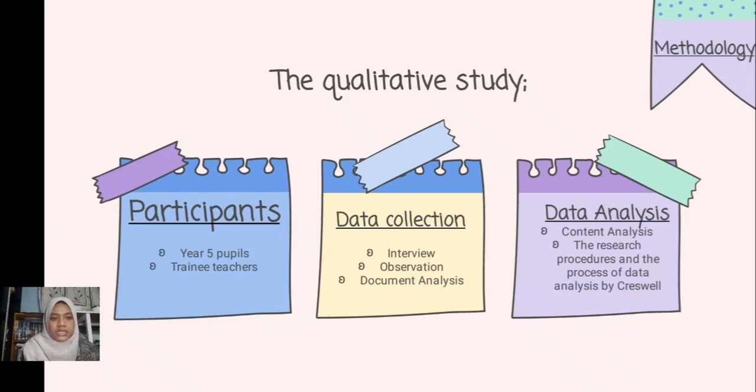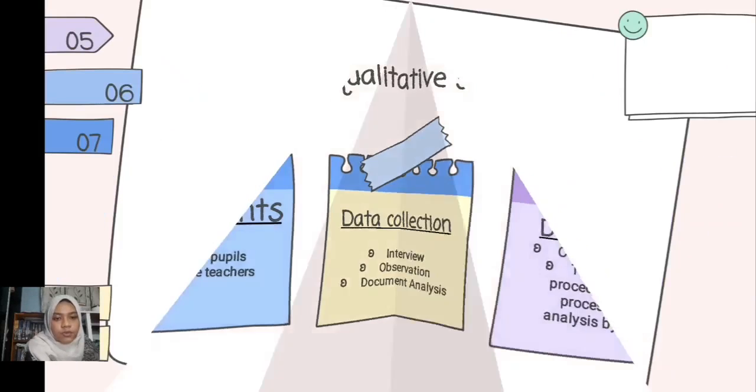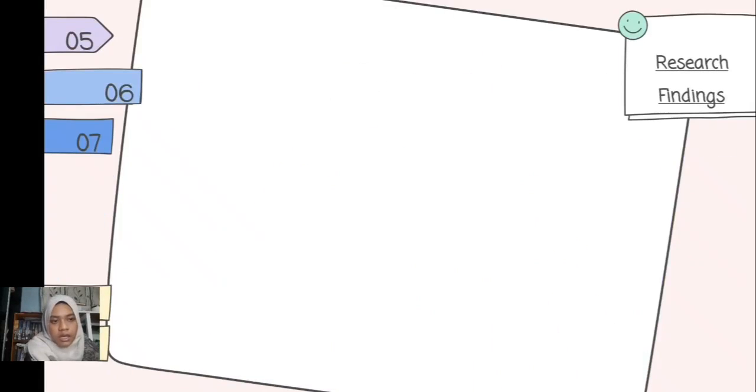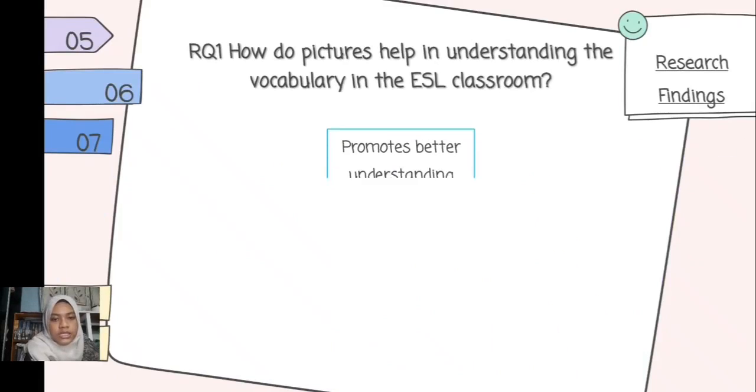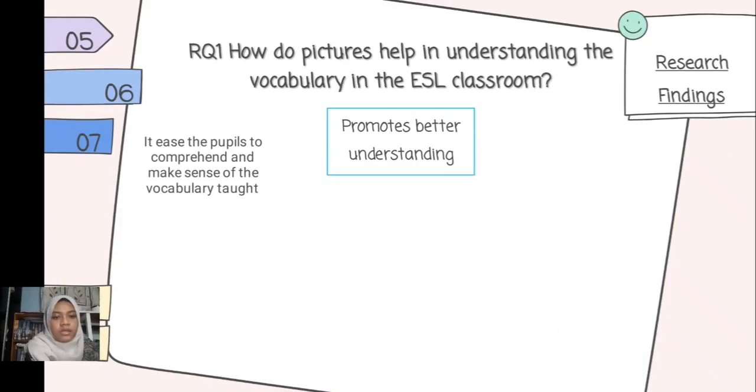Okay, for the data analysis, the data are derived from the 3 instruments earlier, and it had been analyzed based on the research procedures and the process of data analysis by Creswell in order to ensure the procedures had been properly organized and planned. Okay, next we move on to the research findings. Okay, so based on the research questions laid out, the answers were found out through the data collections. Okay, the first question: how do pictures help in understanding the vocabulary in the classroom?